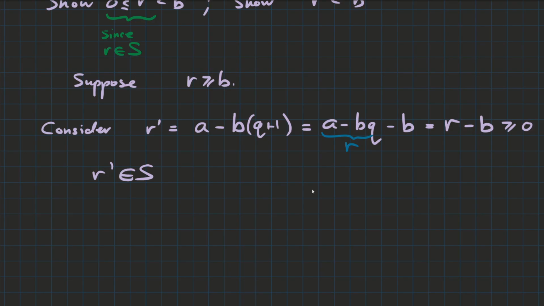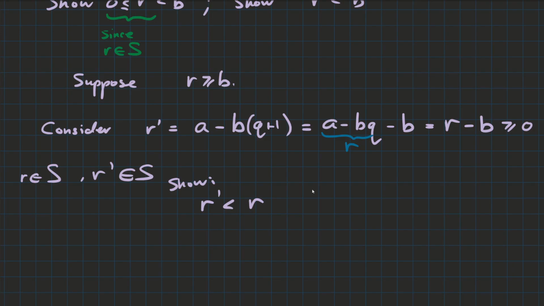And there's a contradiction here, because we have two numbers in S. We have R, so R is in S, clearly. R is the least element. R prime is also in S. But R prime is smaller than R. So we'll consider that and show R prime is smaller than R.